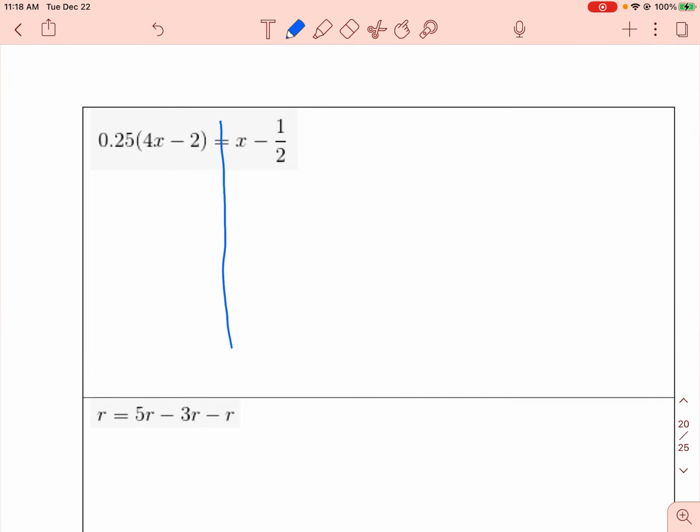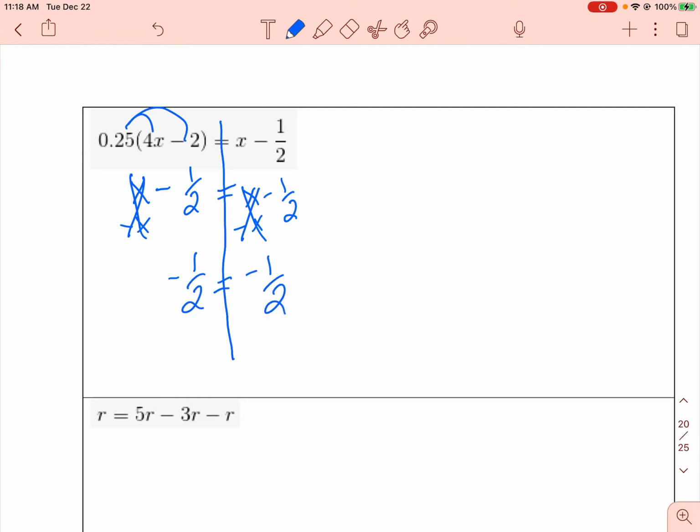So now let's solve here. I'm going to distribute on my left. So I'm left with x minus 1/2, or 0.5, because 1/2 and 0.5 are the same thing. Now I subtract x from each side, and I see that negative 1/2 equals negative 1/2, which is true. And in this case, we get infinitely many solutions.